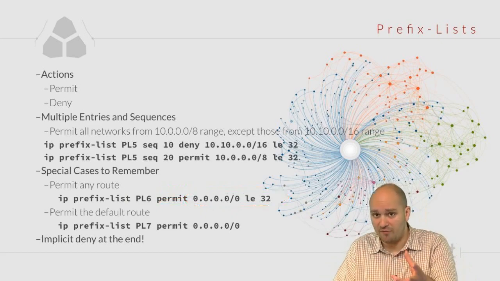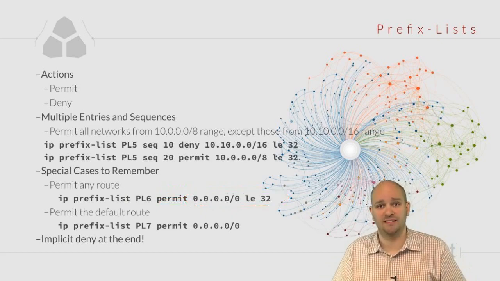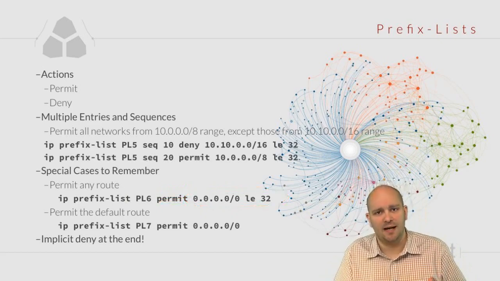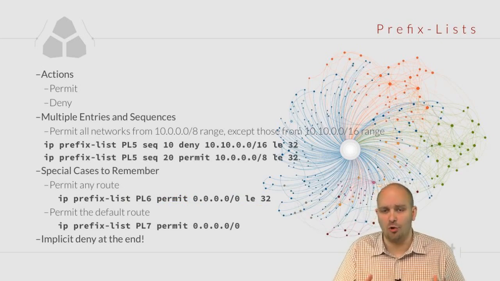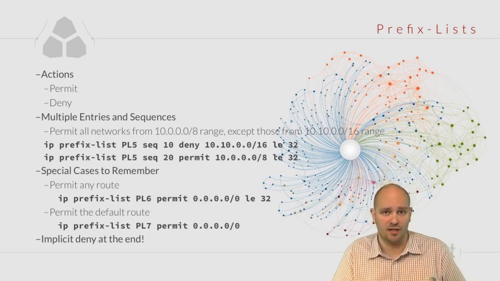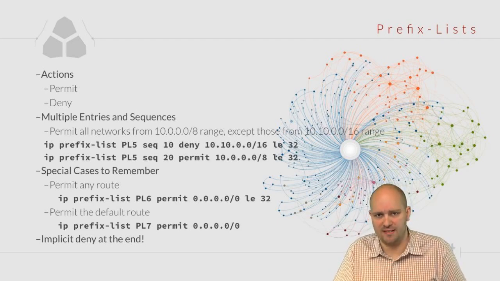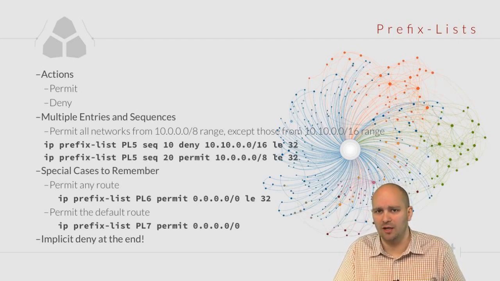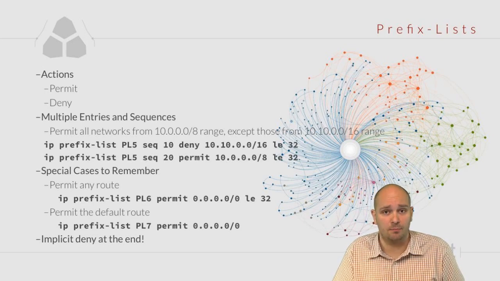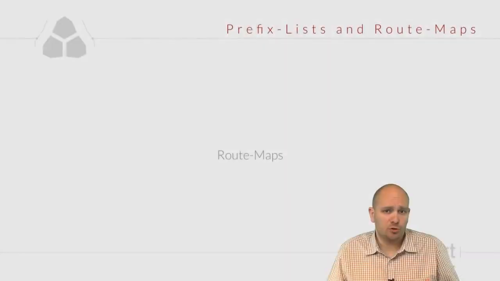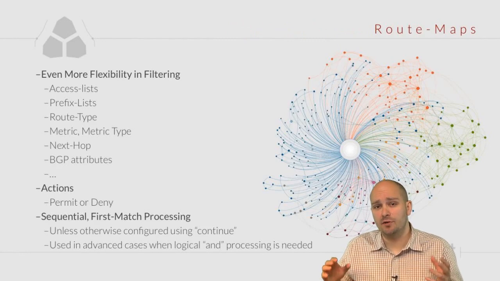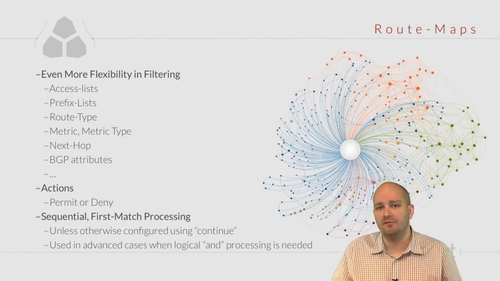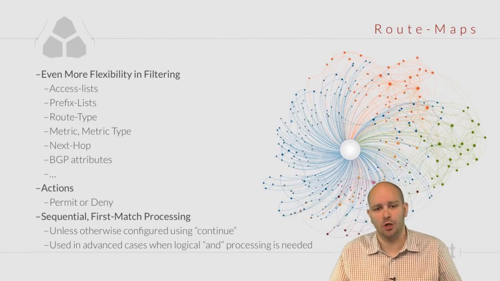Prefix lists are very flexible. They allow us a lot of flexibility, but sometimes they cannot actually solve everything that we need when it comes to route filtering. If we need more flexibility than this, we have to look at other features, like for example, route maps. Route maps offer us even more flexibility in filtering routes than prefix lists would.